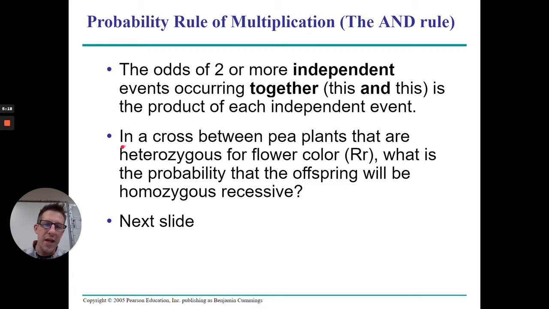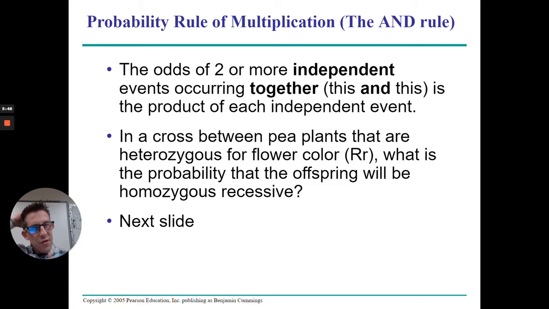So let's go ahead and put a genetics problem up here, a very simple one that could be solved with the use of a monohybrid Punnett square. In the next slide you'll actually see one of those. But I want to approach it using this probability rule of multiplication, and at the same time use that monohybrid Punnett square to help solidify this idea in your mind.